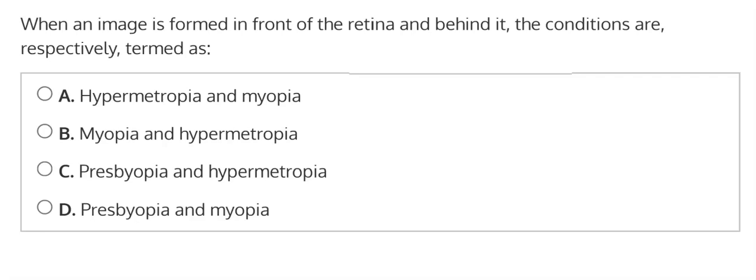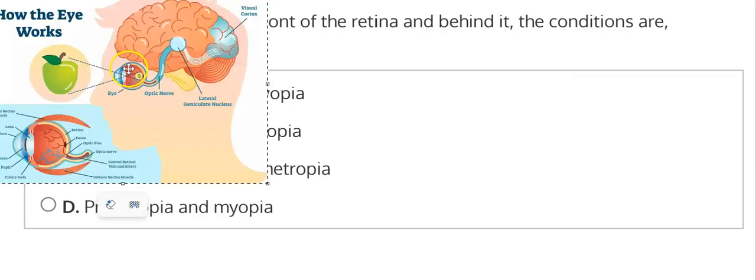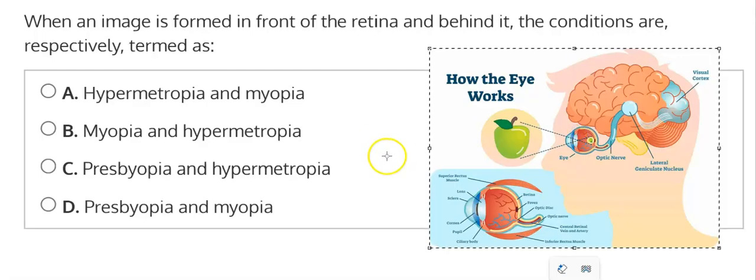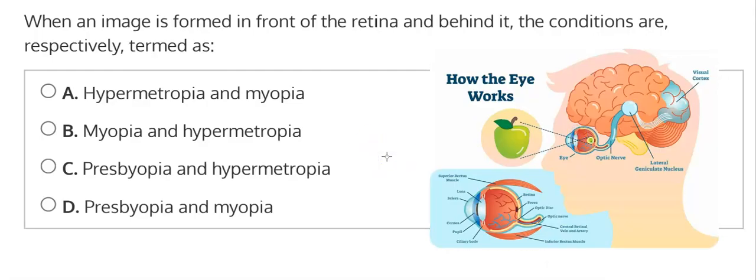When an image is formed in front of the retina and behind it, the conditions are respectively termed as. So, taking a look at this image just for reference of how the eye works, you have your retina in the back of your eye, which is where vision is developed and how we process the image of what we are seeing to the brain.